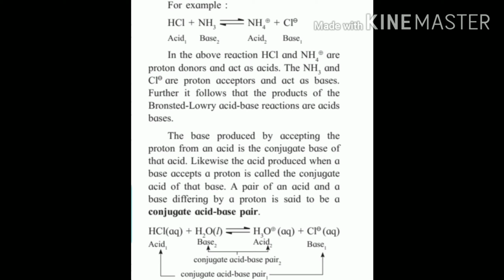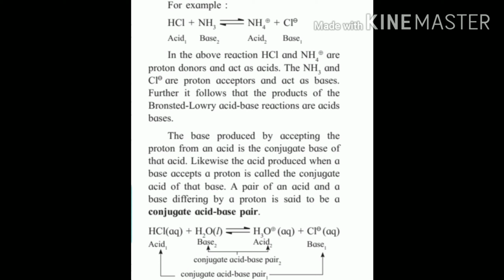So here in this reaction, Cl minus is the base produced from the acid, wherein the acid has given the H plus proton. Hence Cl minus is the conjugate base of the acid, that is HCl. And here for conjugate acid-base pair 2, the base has accepted the proton from HCl and hence it has become H3O plus, which is acting as an acid. So this is all about the Bronsted-Lowry theory of acids and bases.